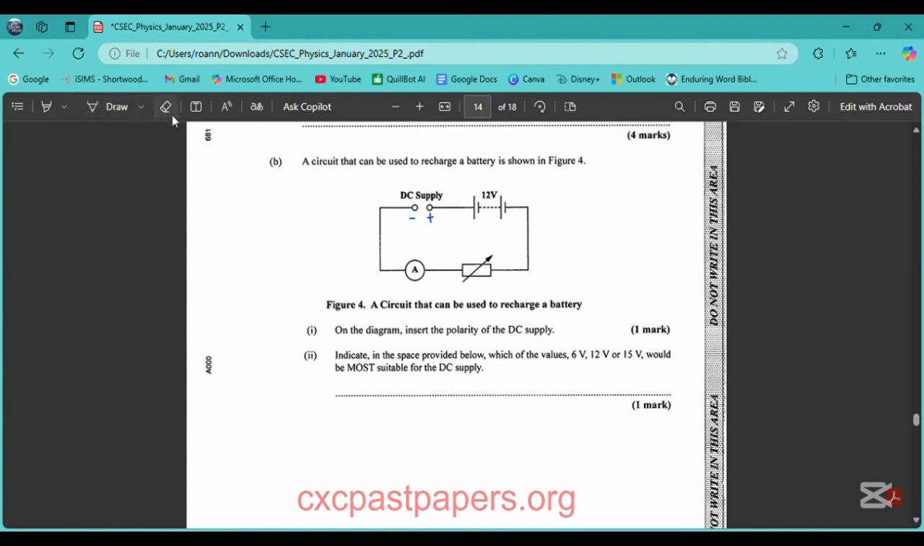Then it says, indicate in the space provided which of the values of 6, 12, or 15 volts would be most suitable for the DC supply. And that would be 12 volts. And it would be 12 volts because the battery itself is 12 volts. Therefore, the DC supply should also be 12 volts to recharge it safely.